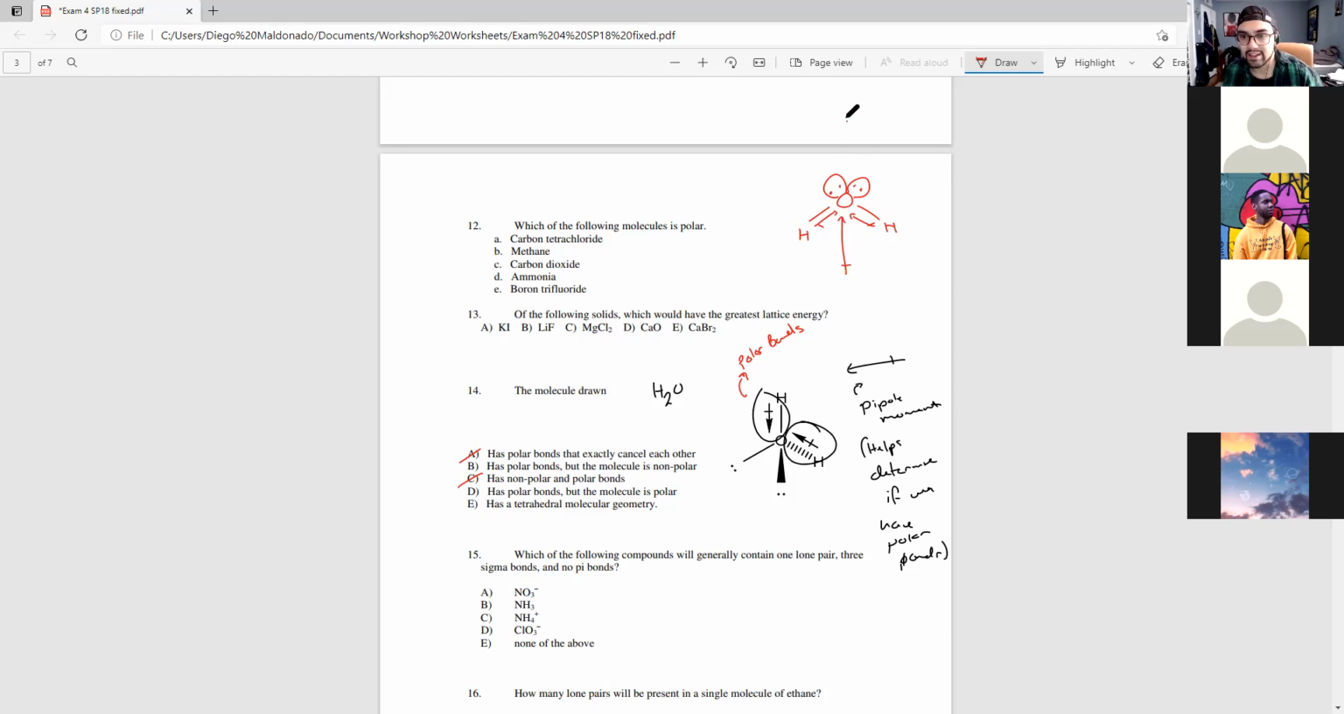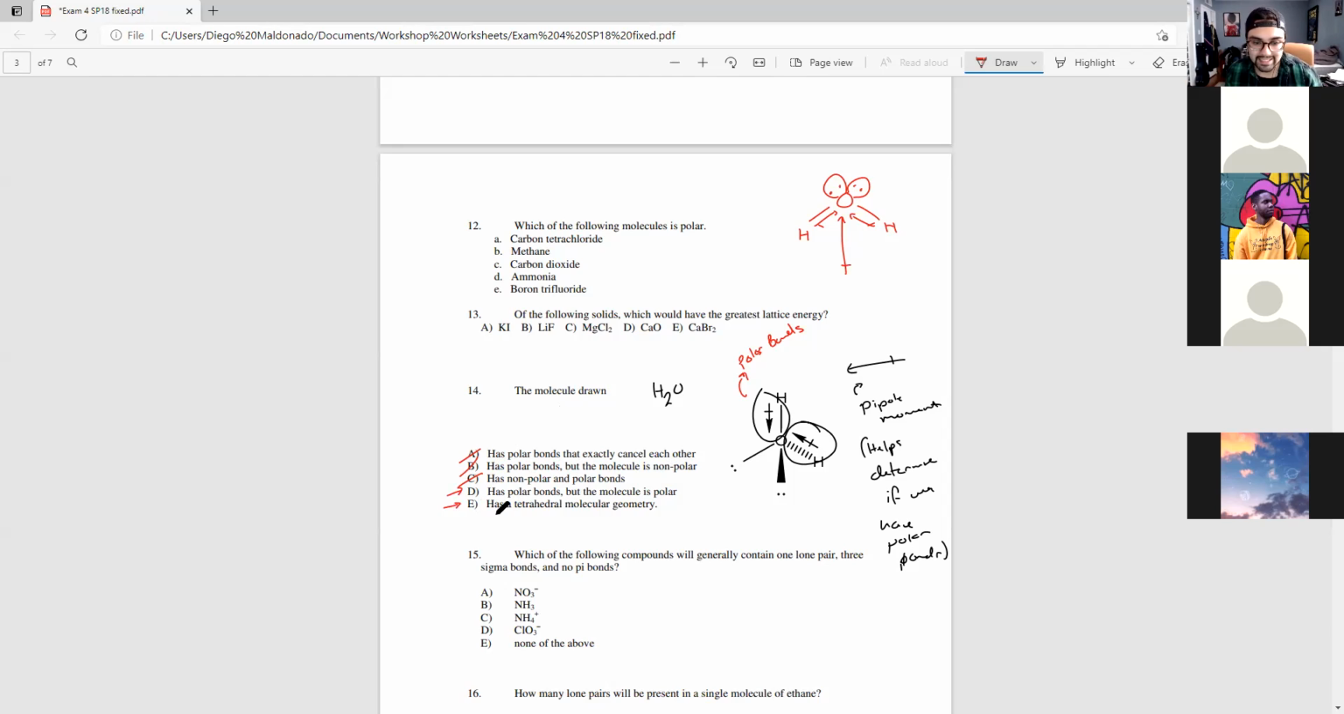Is there like another dipole moment going downwards to cancel that out? No, right? So there's nothing there to cancel it out. So that's how we know. I'll show you guys an example where it looks like it should have one, but it isn't. So they don't exactly cancel out; they create a big dipole moment. And then is this molecule nonpolar then? No, right? And then we're left with D and E.